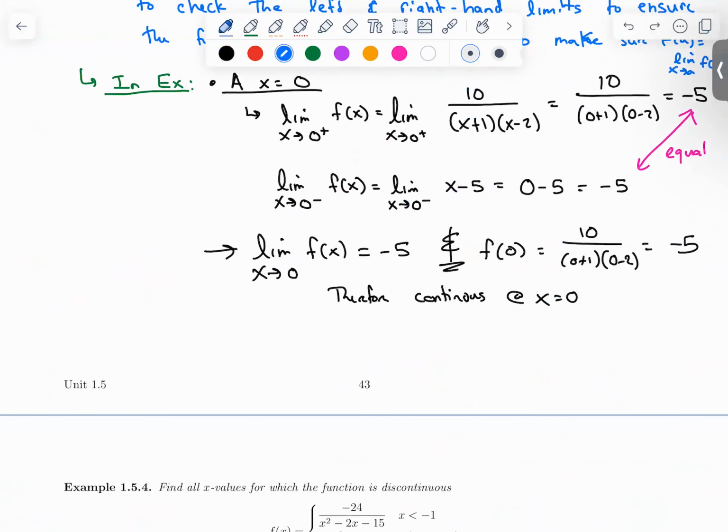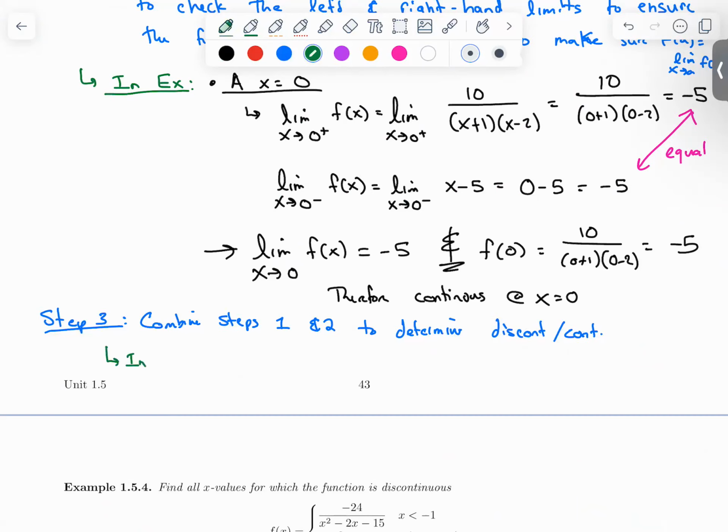So step 3. The final step is to combine steps 1 and 2 to determine discontinuity or continuity, depending on the situation. It might ask you for the intervals of continuity, in which case you want to pluck out all your bad x values and go from there, or you could just be asked for the discontinuities, in which case you just list the x values. So this one in particular was saying to find the intervals of continuity.